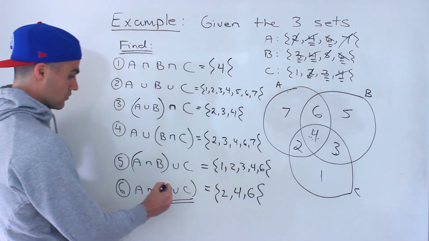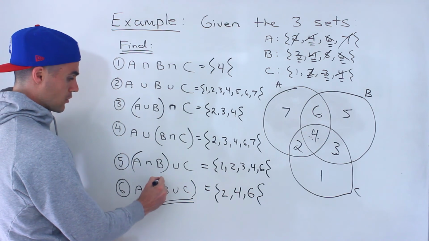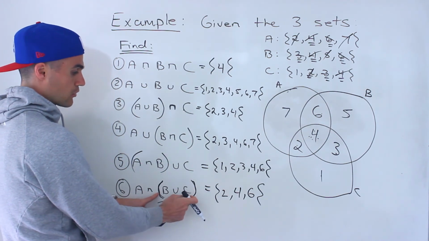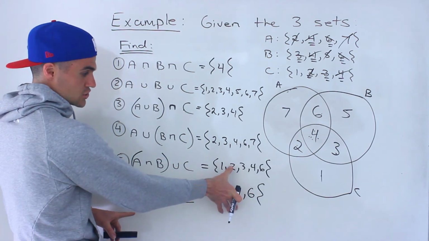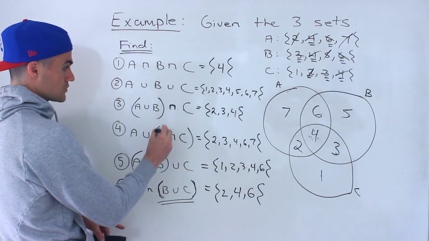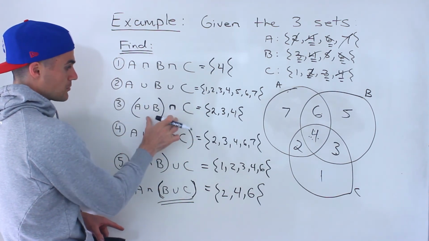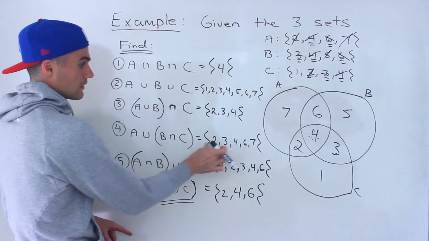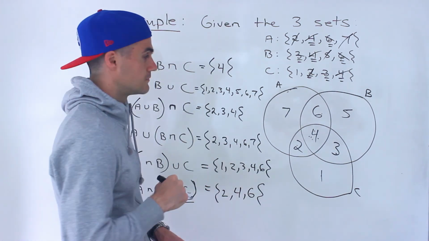So notice how these are the same except for the bracket. And notice that putting that bracket here instead of here does change the final answer. Same thing over here. Notice if we take out the brackets, these and these are the same, but if we put the bracket here, it ends up being an actual different set.